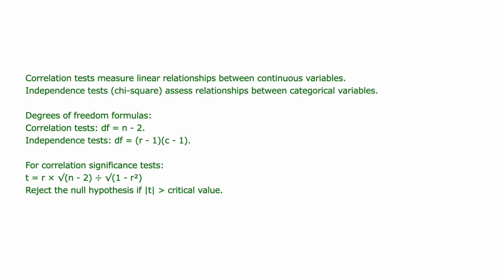Correlation tests apply to continuous variables. Independence tests apply to categorical variables. Degrees of freedom for a correlation test equals n minus 2. Decision rule: reject the null if t is greater than the critical value.